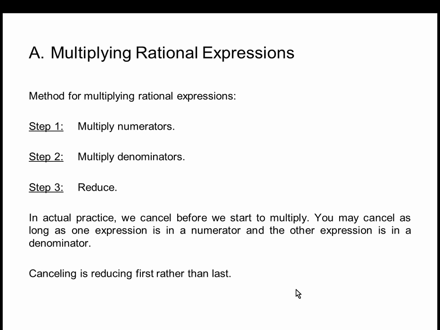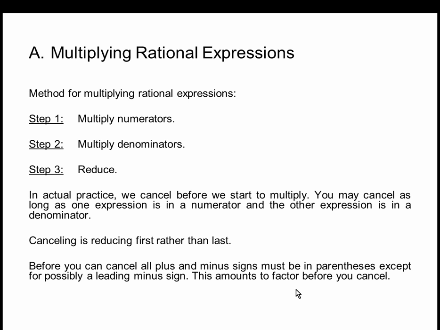In actual practice, we cancel before we start to multiply. You may cancel as long as one expression is in a numerator and the other expression is in a denominator. Canceling is reducing first rather than last. If you don't cancel, or if there's something that could have canceled but you don't see it, and you do step 3, your fraction will still be reduced. If you do all of your canceling first, then your fraction will also be reduced.